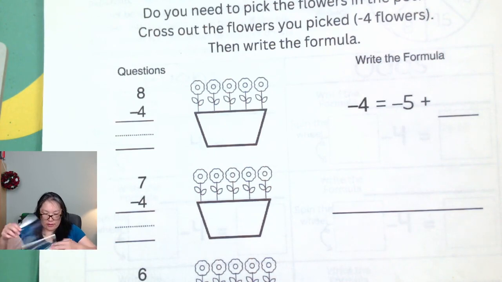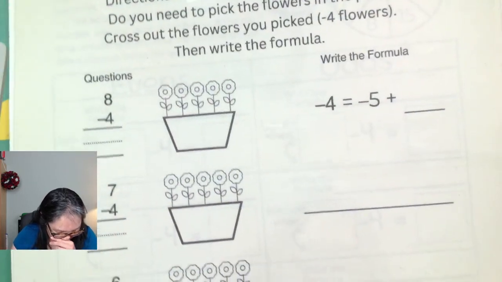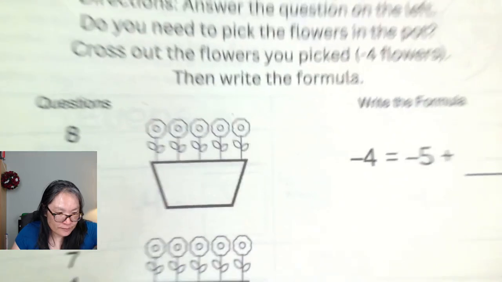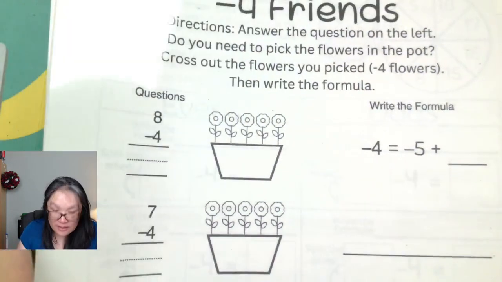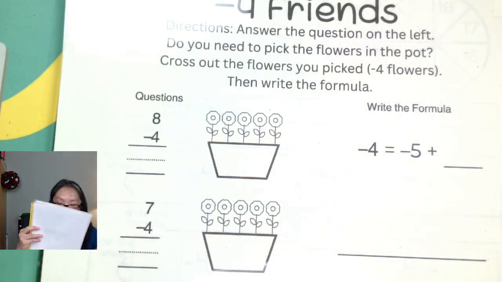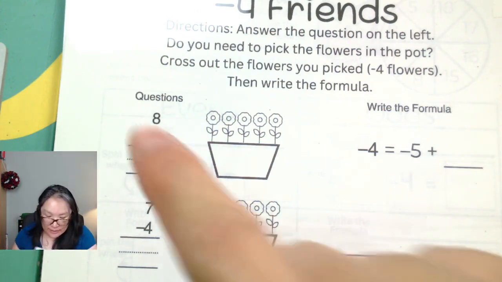Let's see. What do we want to do? If we look at it, we want to take away the 4. This is the minus 5. Why are we doing minus 5? Again, if you know how to add, you will know how to subtract. What we're doing is focusing on the adding.